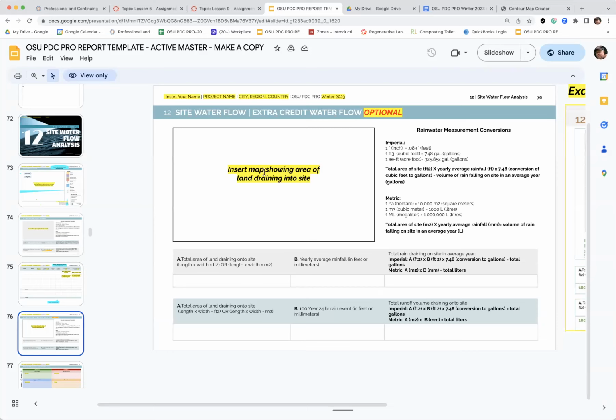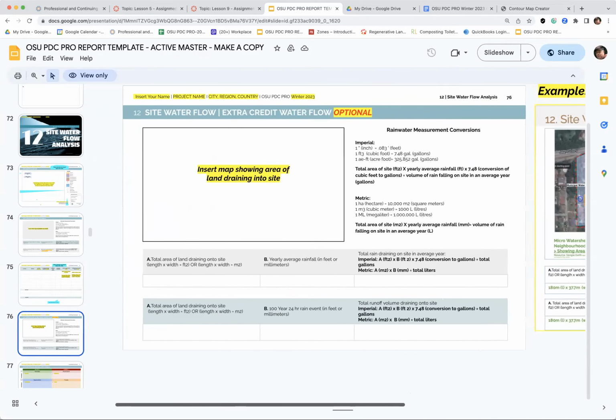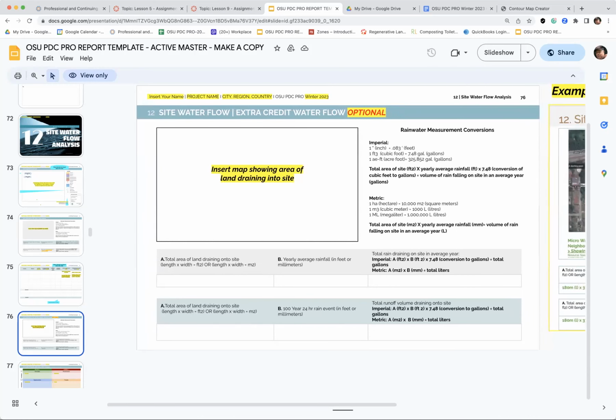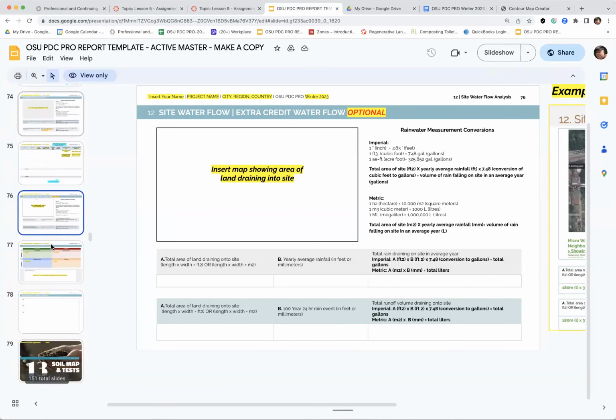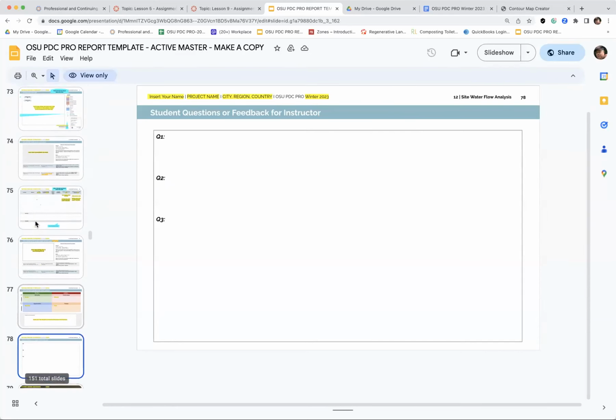The last part of the assignment here is your extra credit, and I totally encourage you to do this. It's a little bit of a trick question because it's asking for site water flows that are coming onto your site. Well, of course, that's your micro watershed. Okay, so that's a little bit of a spoiler and some free points there. And then we get your SWOT analysis and any questions you have.